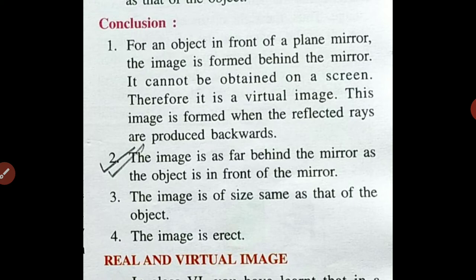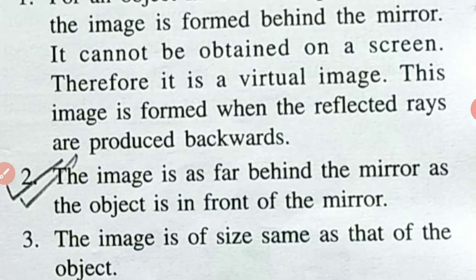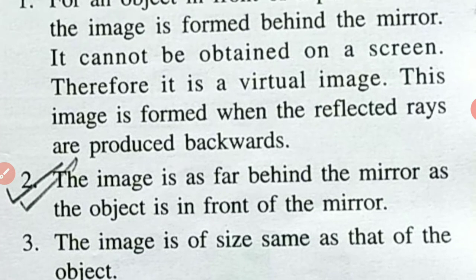It cannot be obtained on the screen, right? Like in your cinema halls, like in your school, when you watch an educational video on the whiteboard, those images are formed on the screen, but a plane mirror cannot form those kinds of images on the screen. Therefore it is a virtual image. That means the image which cannot be formed on the screen is considered to be a virtual image. Remember, this is not the definition of virtual image. It's just to identify whether the image is virtual or real. So this image is formed when the reflected rays are produced backwards, which was shown by the dotted lines.